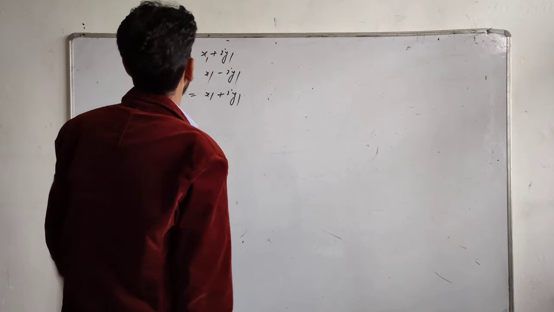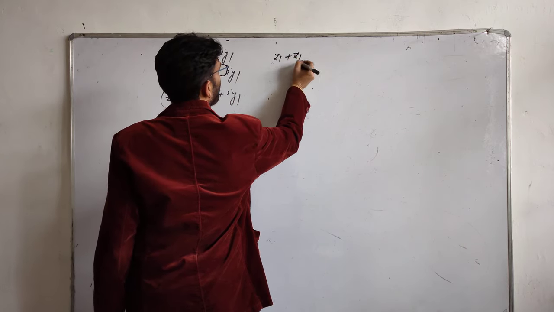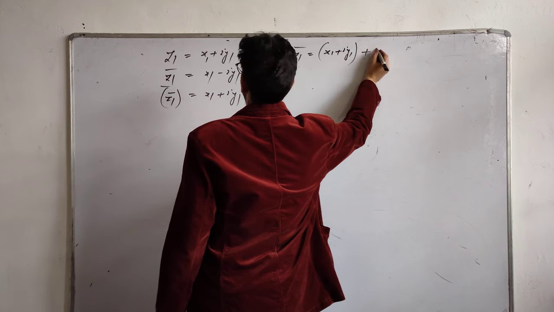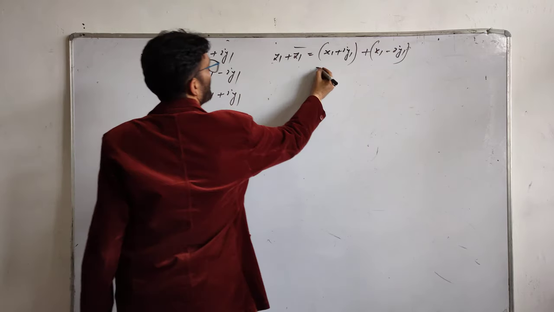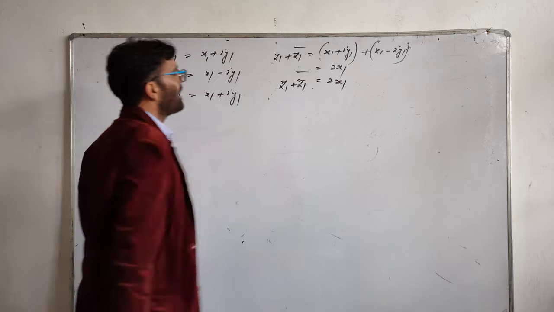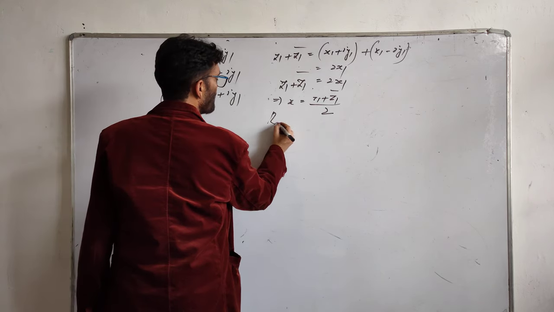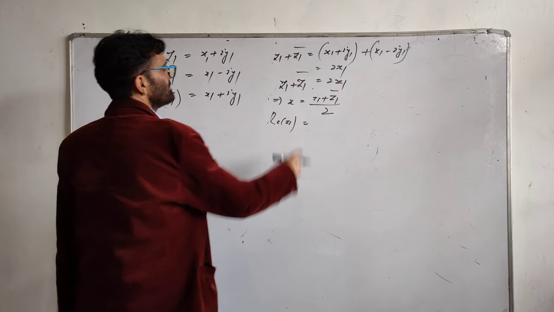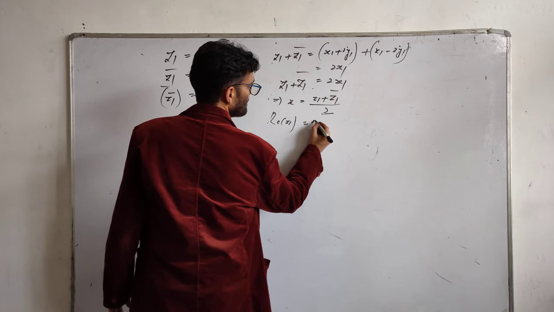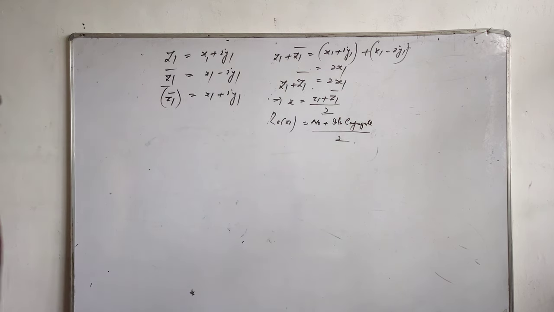Now let us add them. Z1 plus z1 conjugate is equal to x1 plus i y1 plus x1 minus i y1. This and this get cancelled, and we are getting 2x1. That is, z1 plus z1 conjugate is equal to 2x1. Simply, x1 is equal to z1 plus z1 conjugate divided by 2. That is, the real part of z1 is the original complex number plus its conjugate, divided by 2.